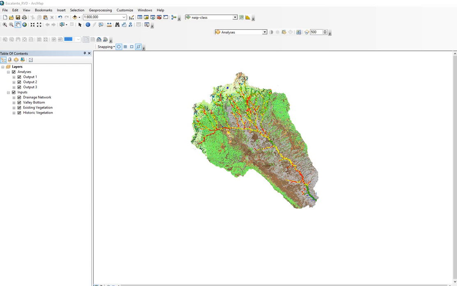Just to reiterate, you have the KMZ file that I provided, which is just the output data. The zip file contains MXD documents, so ArcGIS map documents that allow you to interrogate the data.